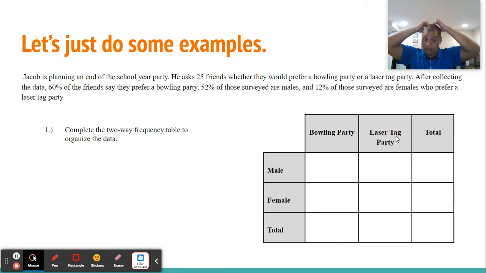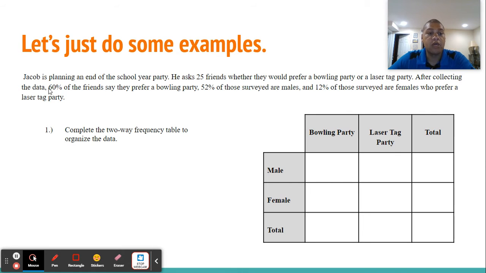I'm comparing males to females. I'm also comparing people who want to do bowling and people who want to do laser tag, which means I'm going to end up with 4 actual categories: males who want to bowl, males who want to play laser tag, females who want to bowl, and females who want to play laser tag. And we're going to fill this chart in, and that's going to be our first bit of information. We're going to fill this all in with percentages first, because that's what the problem gives us. It gives us all as percentages. And that's going to create what's called a relative frequency table, which is a type of two-way table.